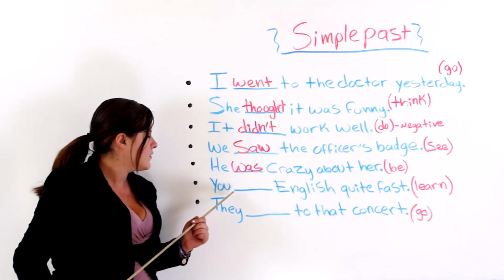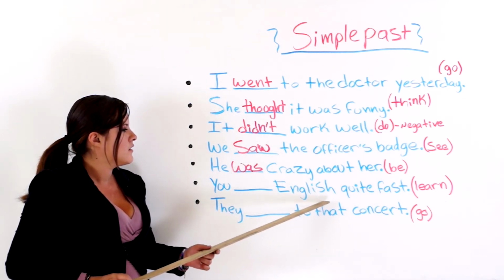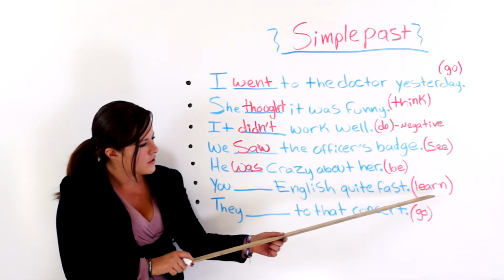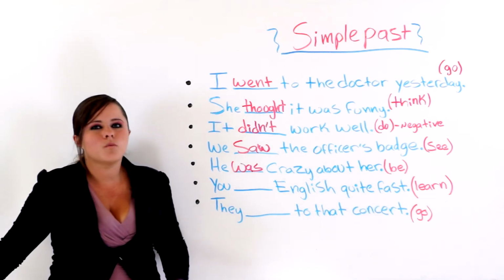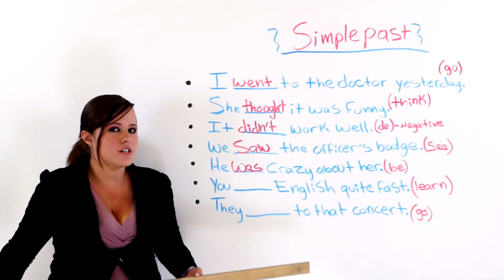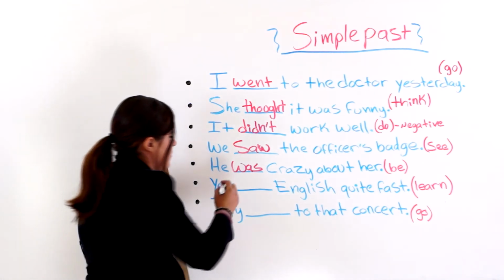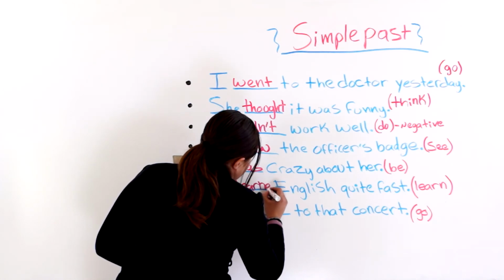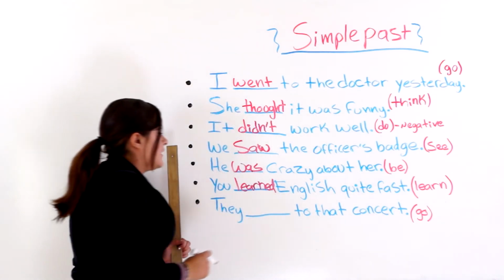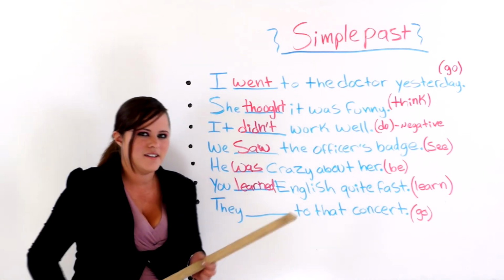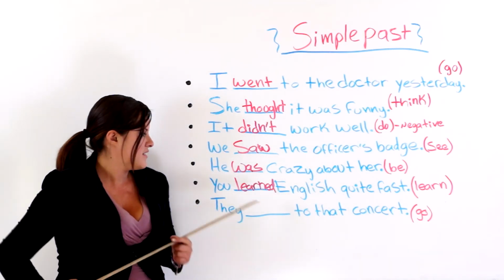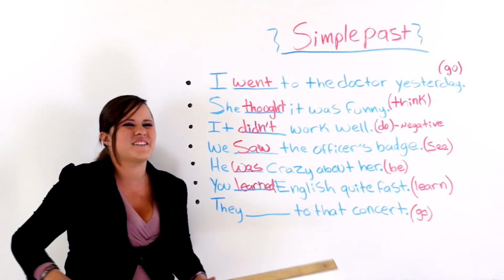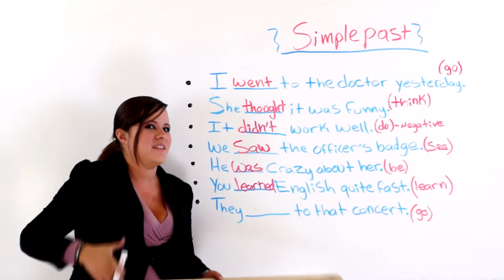Next one. You blank English quite fast. We're gonna use "learn," okay? What are we gonna do to that verb? We're gonna change it into the simple past, okay? So, "learned." You learned English quite fast. I hope somebody's gonna tell you that soon. You learned English quite fast. And you're gonna say, yeah, I watch these crazy videos. No, just kidding. Okay, these are very good English videos.